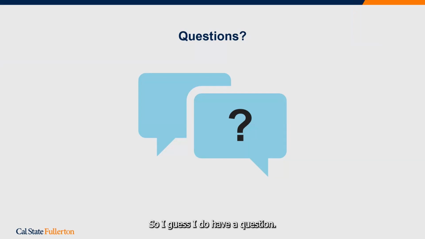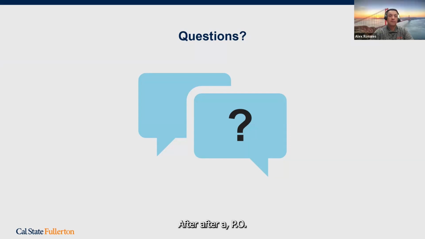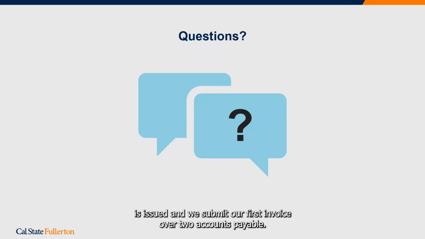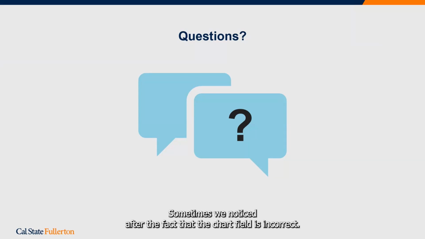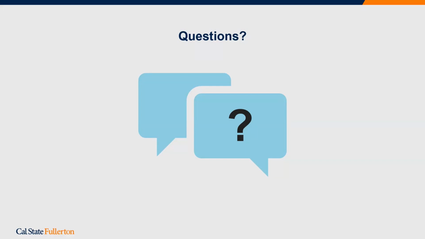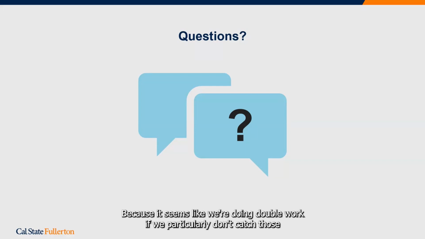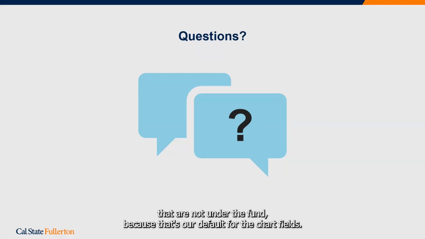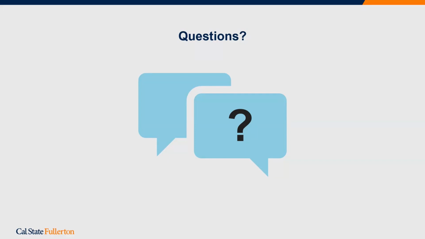So I guess I do have a question. Go ahead. After a PO is issued and we submit our first invoice over to accounts payable, sometimes we notice after the fact that the chart field is incorrect. Accounts payable is telling us that we have to not only work with you all, but then we have to work with them to make sure that the chart fields are correct. Is that your understanding of how that works? Because it seems like we're doing double work if we particularly don't catch those that are not under the fund, because that's our default for the chart fields. So it seems like it's double work sometimes.